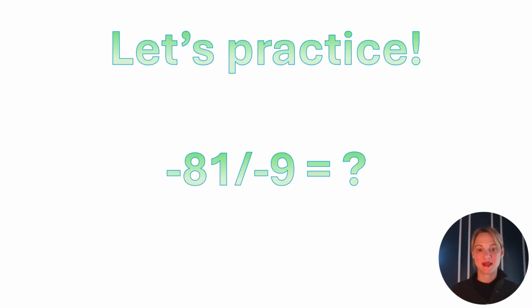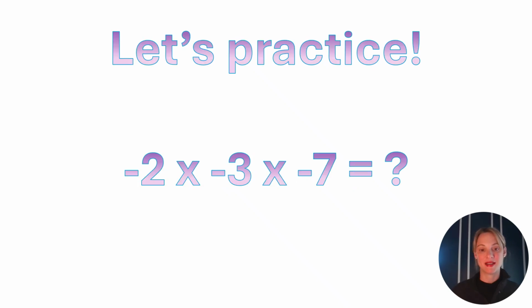In our second example, we have -81 divided by -9. The answer is going to be +9 because when we take a negative and multiply or divide it by another negative, the answer is going to be positive.